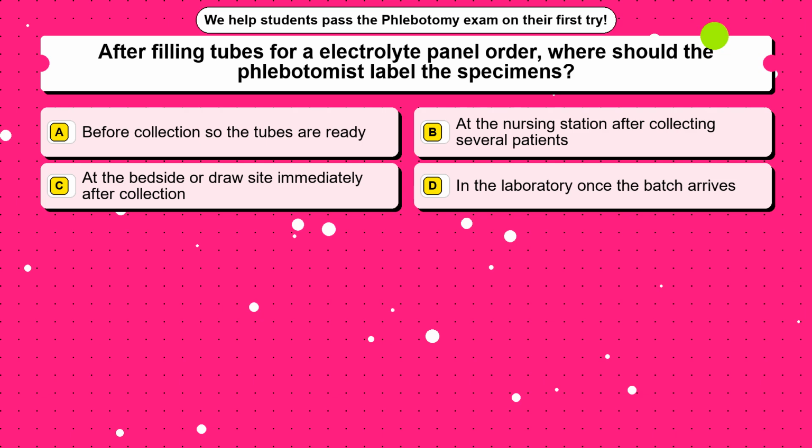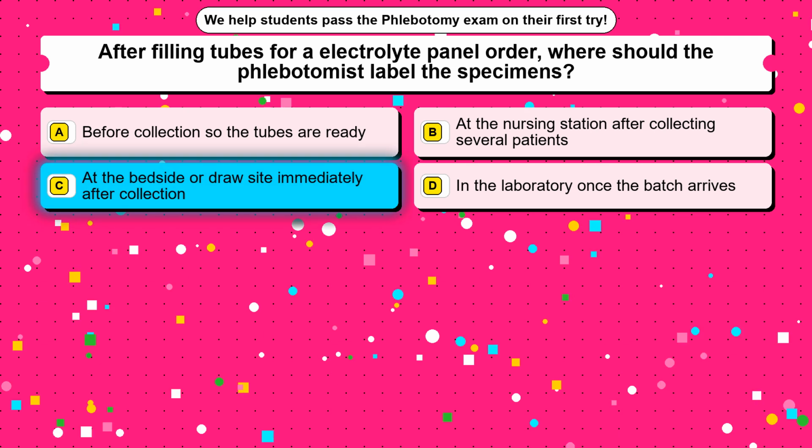Option A. Before collection so the tubes are ready. Option B. At the nursing station after collecting several patients. Option C. At the bedside or draw site immediately after collection. Option D. In the laboratory once the batch arrives.